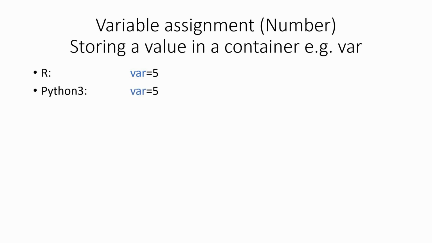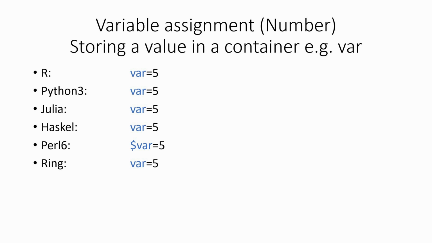The method is the same in Python 3. In Julia, same method. Haskell, the method is the same. Perl 6 has a slightly different method here. In Perl 6, you will use a dollar sign with every variable. Although there are other symbols that you can use, we will talk about them later on. Ring method is the same. For Unix shell, the same.